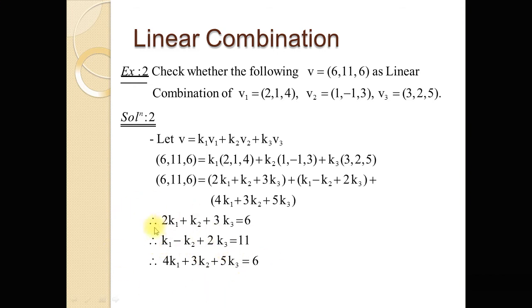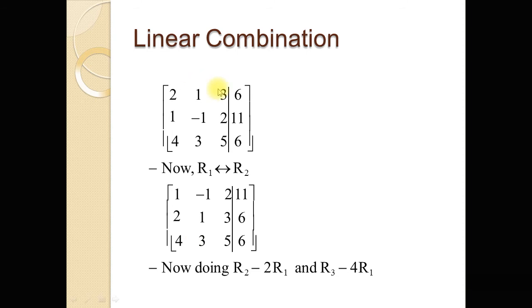For the Gaussian elimination method, take the augmented matrix of the system: 2, 1, 3, 6; 1, -1, 2, 11; 4, 3, 5, 6. In the Gaussian elimination method, we convert this matrix into echelon form. In the echelon form, the diagonal entries will be 1, 1, 1, and below the diagonal the entries will be 0, 0, 0. For this purpose, we are going to use row operations.